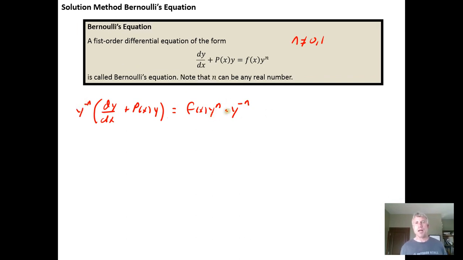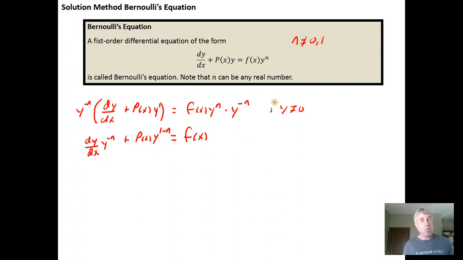And if we do that, then we have y to the n times y to the negative n, so we get to add the exponents. We get y to the 0. And as long as y isn't equal to 0, that gives us a 1 here. So the right-hand side, when y isn't 0, reduces to f of x. And if I distribute, I can distribute the y to the negative n in. So I get dy/dx times y to the negative n plus p of x times, and y to the negative n times y to the first is just going to be y to the 1 minus n.